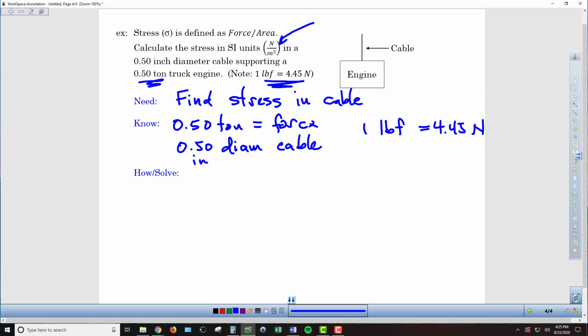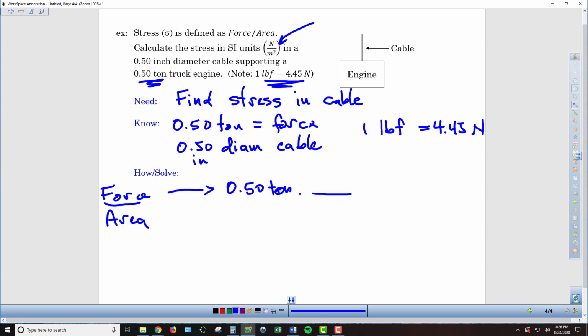So again, if we really want to boil it down, we're looking for a calculation of force over area when we're all said and done. So we can kind of isolate things here a little bit. We'll start off with the force part of our calculation. So again, the weight of the engine is 0.5 tons. So we want to convert that into pound force. So tons to pounds, and then pounds to newtons. So I'm going to go ahead and convert that.